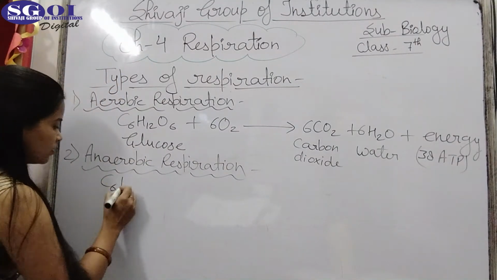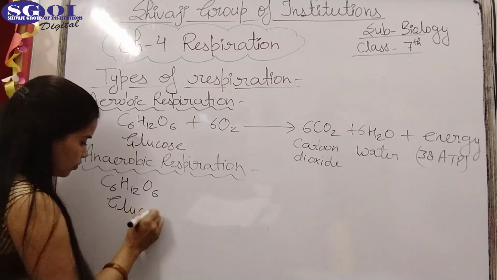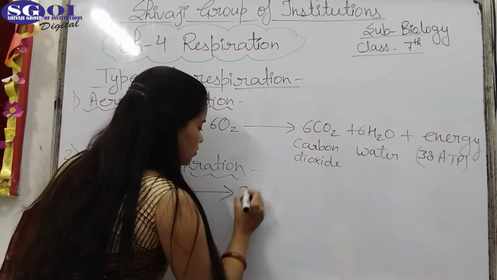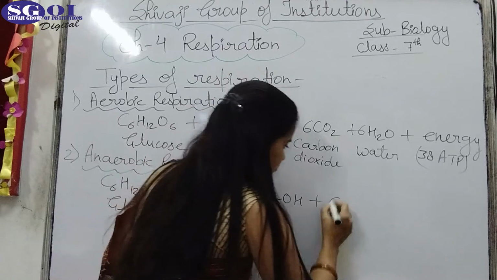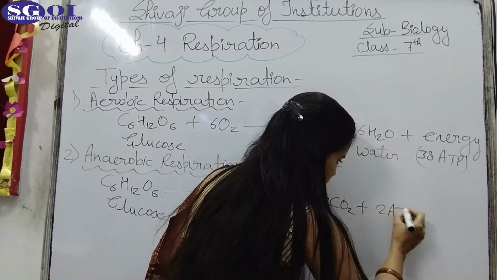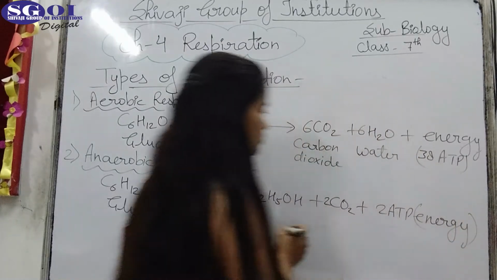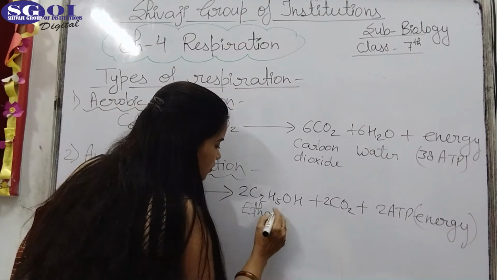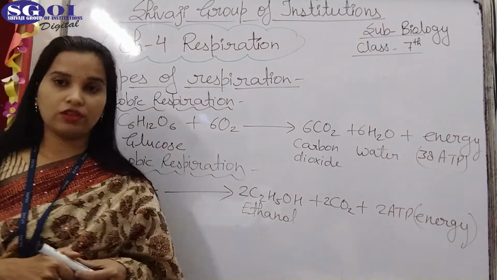And what is the reaction? The reaction is C6H12O6, which is glucose. ग्लूकोज है, लेकिन यहाँ पर ऑक्सीजन की एब्सेंस में हो रहा है इसका ब्रेकडाउन. So it is also known as ethanol or ethyl alcohol. Ethanol or ethyl alcohol. So this is the reaction of anaerobic respiration.